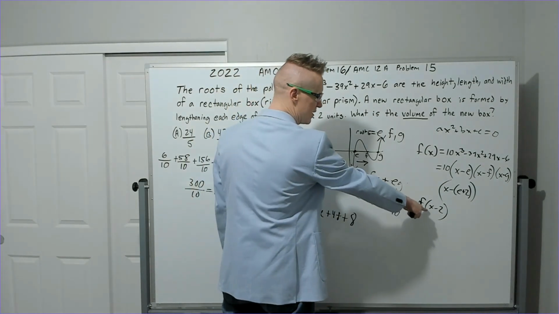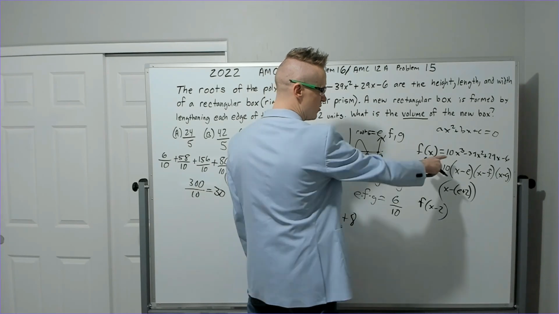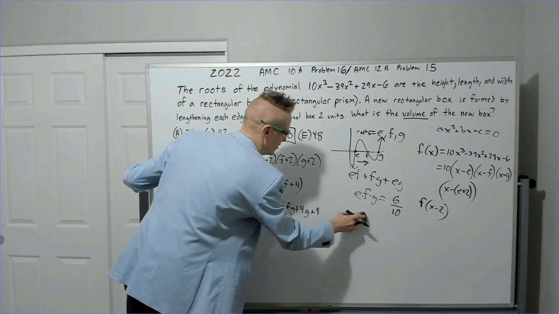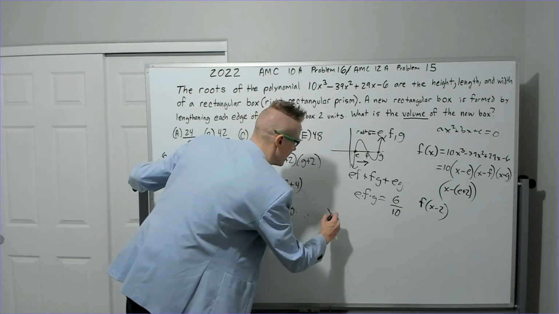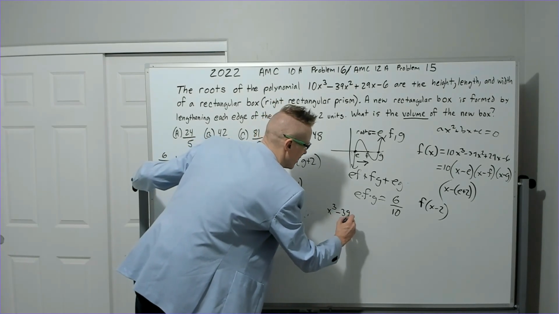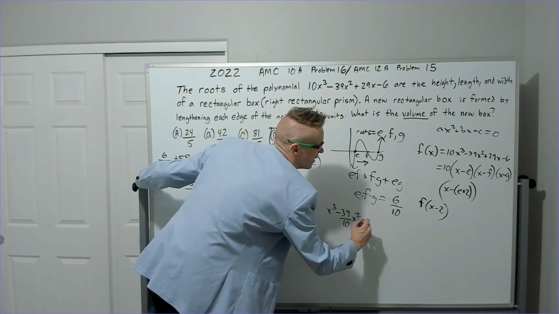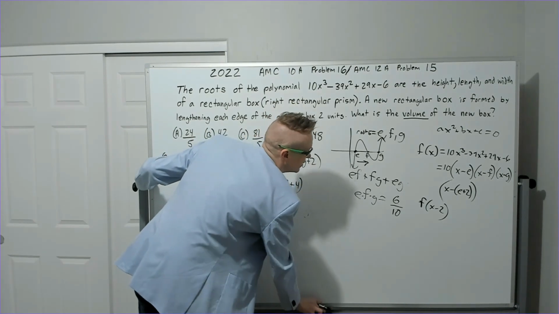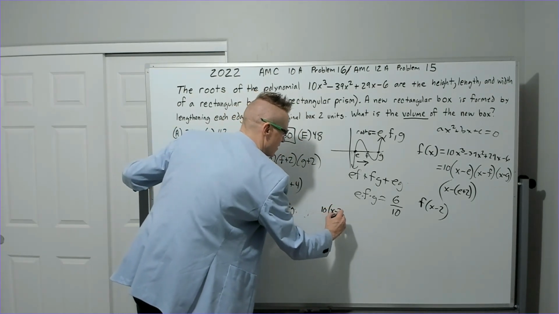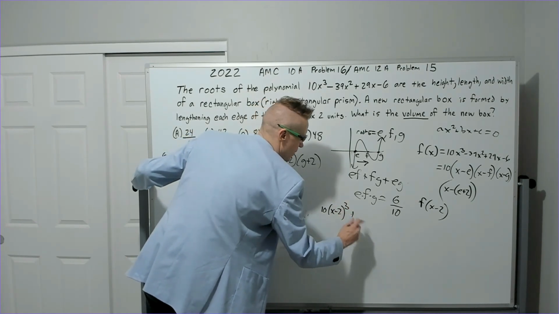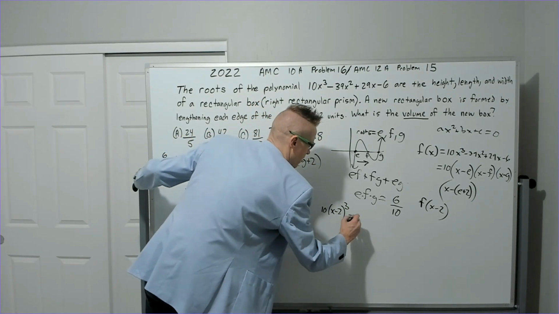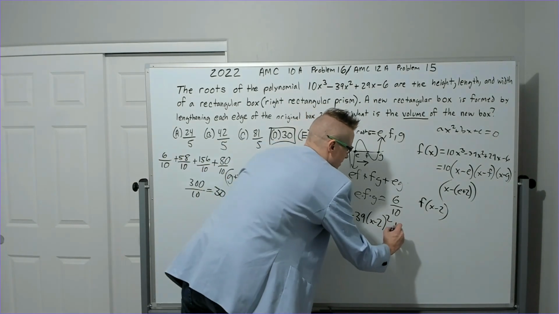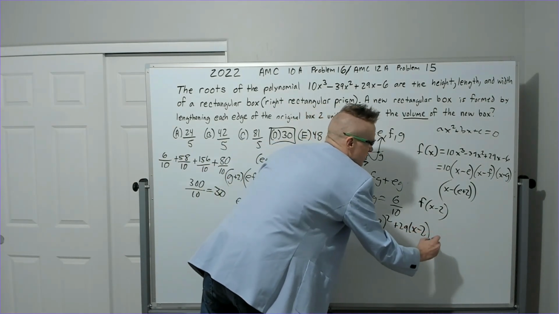So if you plug this x minus 2 in, one way you could do that, by the way, is just dividing by 10. If you divide by 10, you would get x cubed minus 39 over 10x squared plus 29. I don't know, maybe it's better to leave it as is. Let's just do it as is. So you're going to have 10 times x minus 2 cubed minus 39 x minus 2 squared, and then plus 29 times x minus 2, and then minus 6.